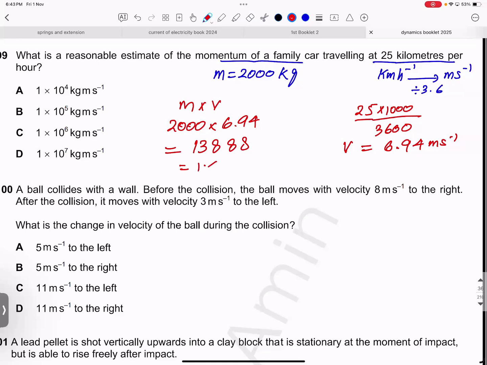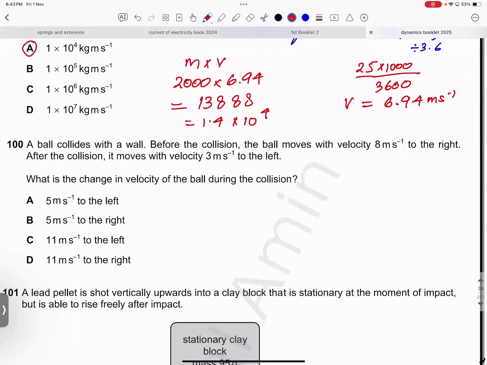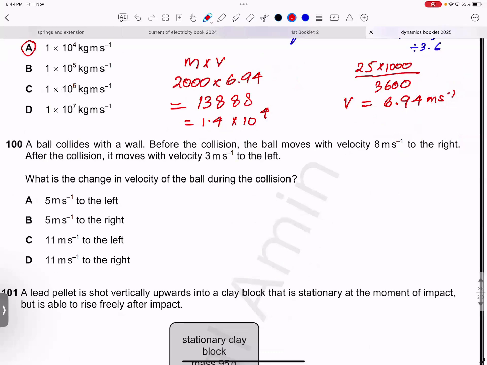13,888, which is 1.4 times 10 to the power 4. By the way, very crucial. Obviously the only option which is close to this is 1.4 times 10 to the power 4. So it's an estimate. So with an estimate, you assume a number in your brain. Yeah, that's it.